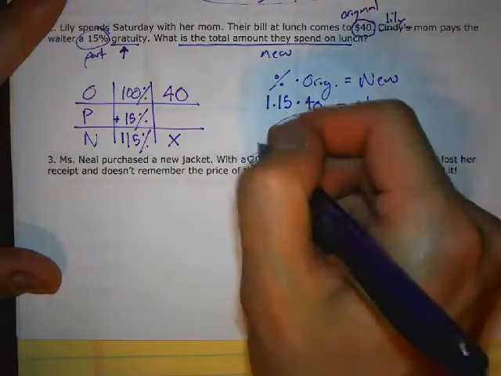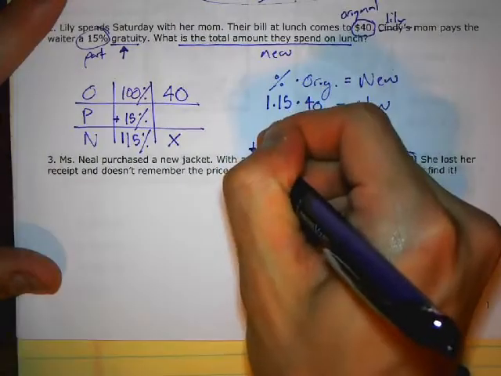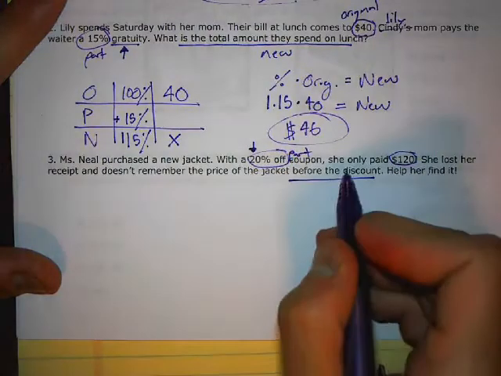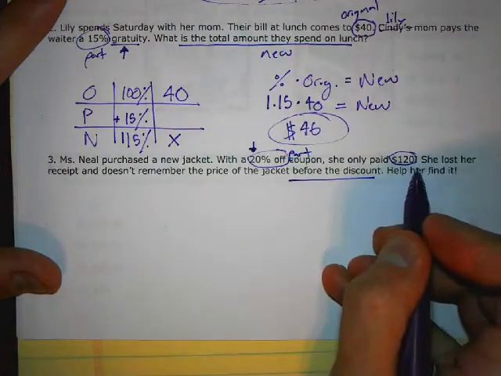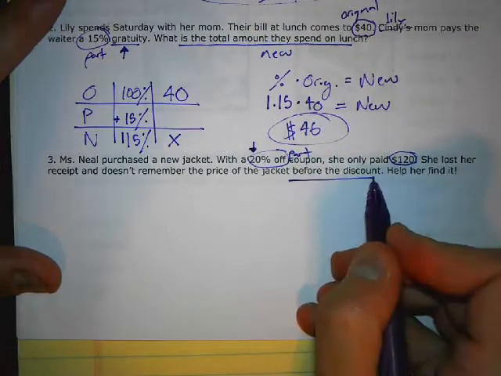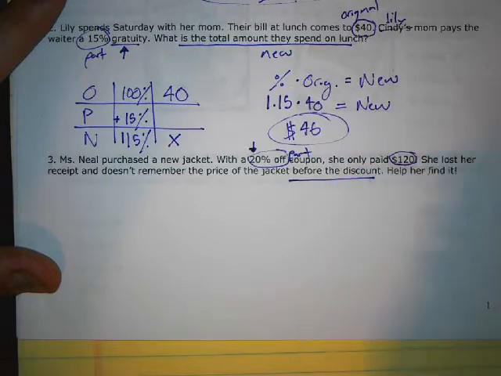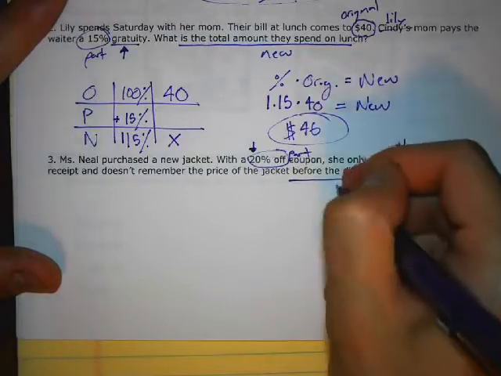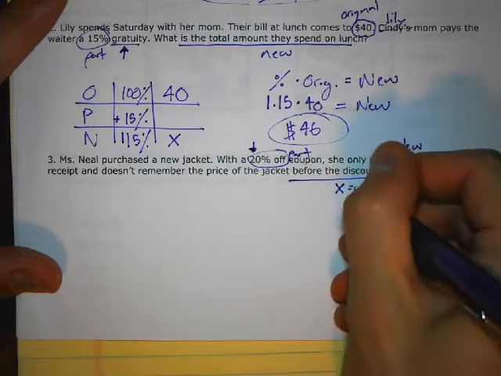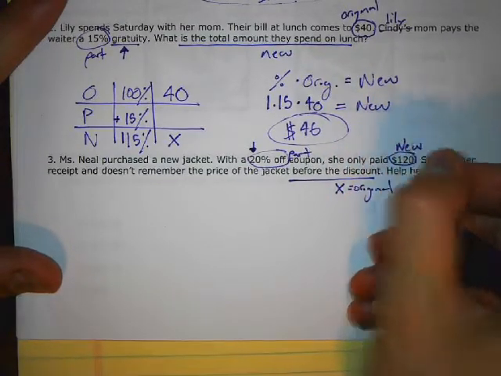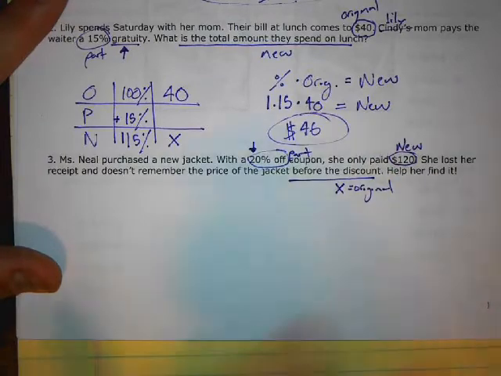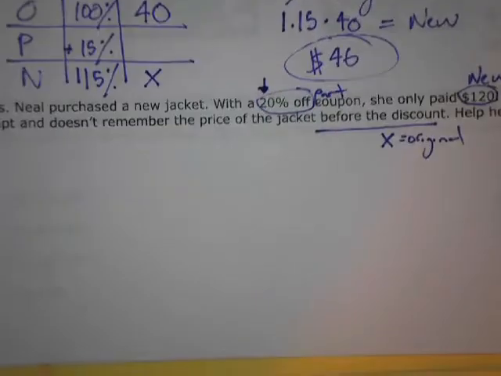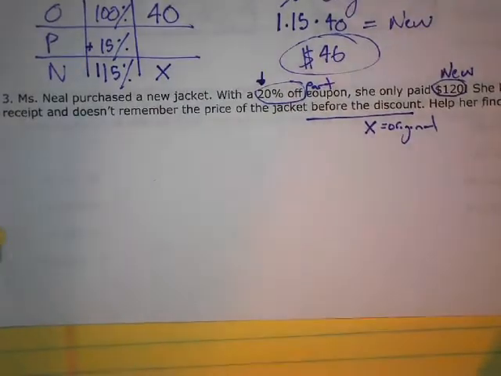All right, do you see what's different here? Well, we've got a 20% off coupon, so that's a decrease. And that's the part. But she only paid $120, and we're looking for before the discount. That's right. This is the new, and we don't know the original. So even though this is a different kind of problem, we're still going to use the same strategy. Let's make an original part new table.